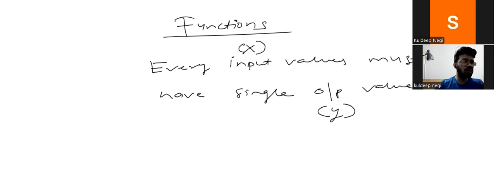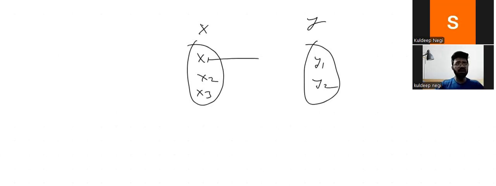Now, let's understand from an example. Let's say there is a set x and there is a set y. The values are x1, x2, and x3. Here the values are y1, y2. So for every value of x, there must be only a single value of y. For example, x1 must have y1 as a single value. X2 can have any of the values like y1 and y2, and x3 also can have a value out of y1 and y2. So this is a function. This is a case of function.